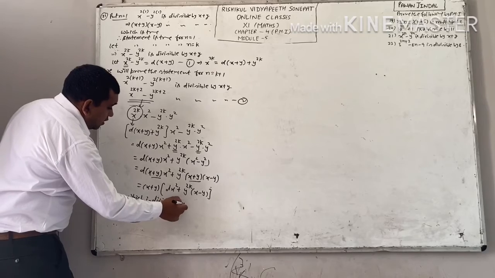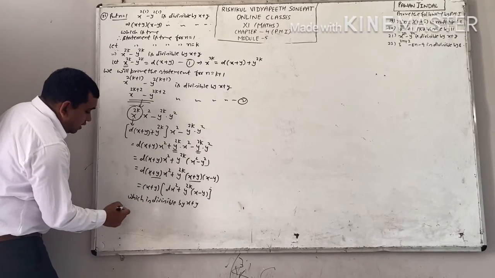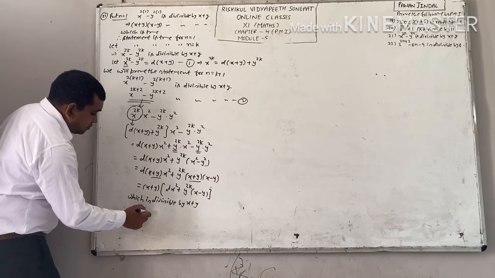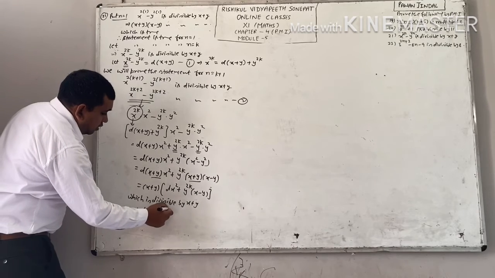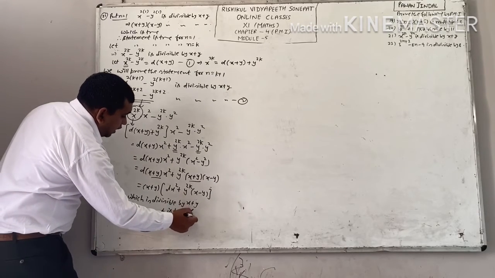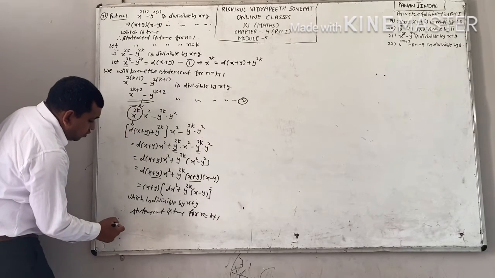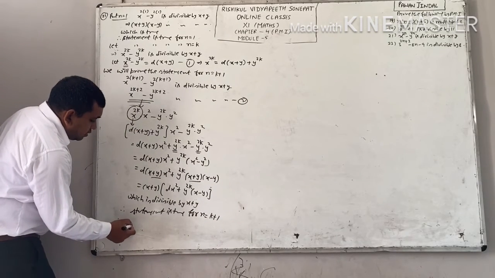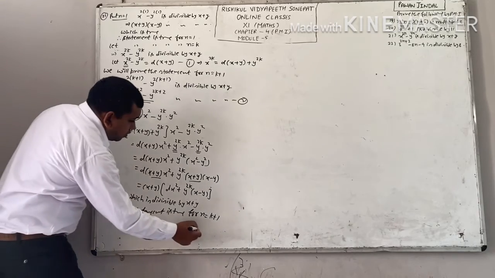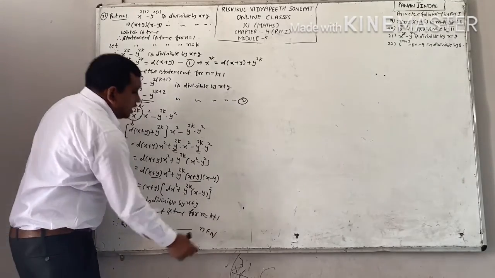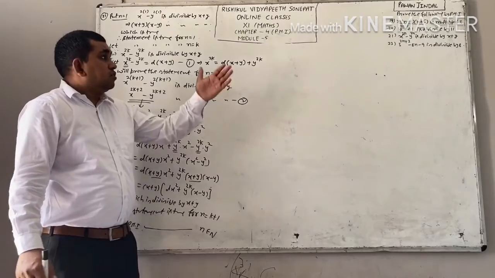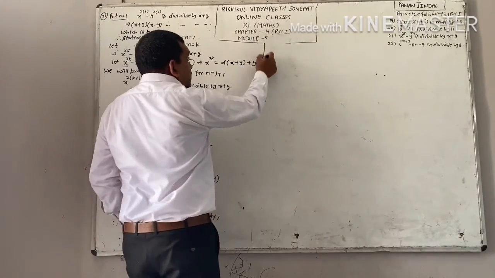and you can say, therefore, the statement is true for n equal to k plus 1. And the last line: therefore, by PMI, the statement is true for all n belongs to natural. Now see the next question.